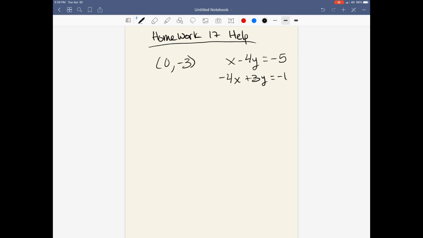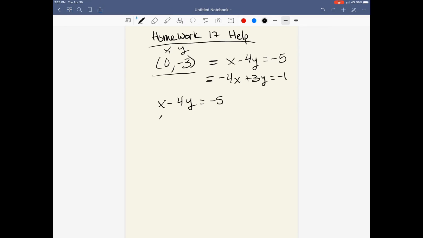Okay, so remember, to do this, all we have to do is plug in the x and the y into each linear equation and figure out if it makes it a true statement. If it makes it a true statement, then this point is indeed a solution. Okay, so we'll start with the first one. x minus 4y equals -5.